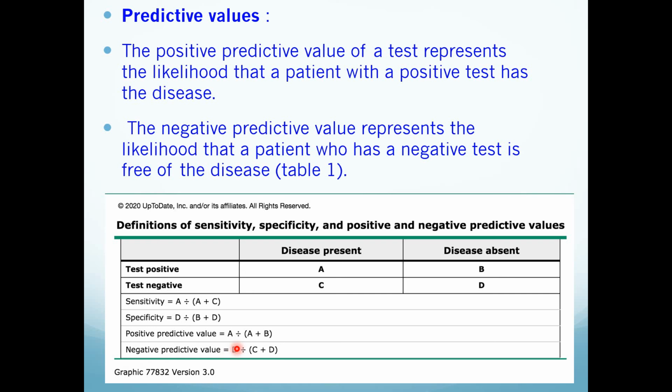Positive predictive value is A divided by A plus B, and negative predictive value is D divided by C plus D. So here is negative and here is positive. Positive disease, positive test. Here is negative disease and negative test.